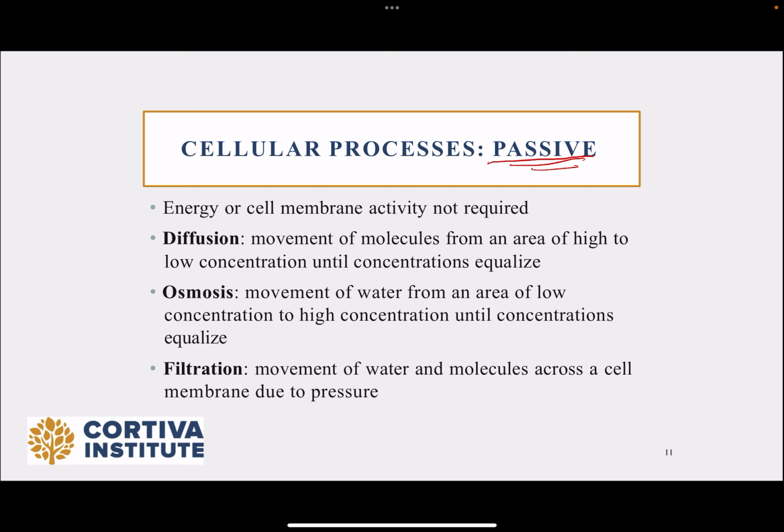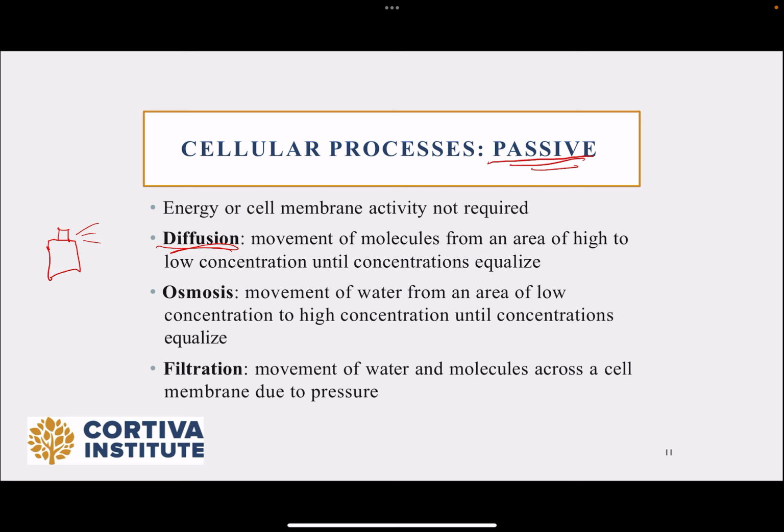There are a couple different types of the cellular process. For instance, we have diffusion. Diffusion is the movement of molecules from a high level of concentration to a low level of concentration until the concentrations equalize. A good example of diffusion would be if I had a nice little perfume bottle and I spray it out. In that area that I sprayed, it's going to smell very strong, but then it's going to go away because it's going to go throughout the room. That is a process of diffusion.